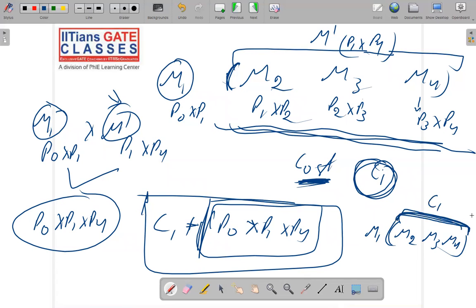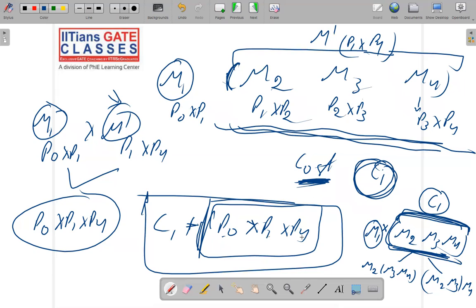For example, I don't know which one is better. We have two options, right? M2, M3, M4 here, and here M2, M3, and M4. So we have two options of multiplying these two. Whichever gives us the better result, its cost will be considered as C1. But I know that the cost of multiplication of these two matrices, this one and this one, will be P0, P1, P4. P0 multiplied with P1 multiplied with P4. This will be the cost. It will always be there, right?